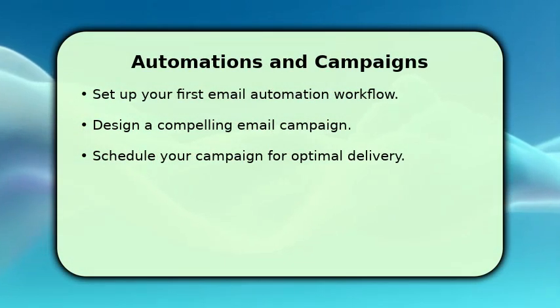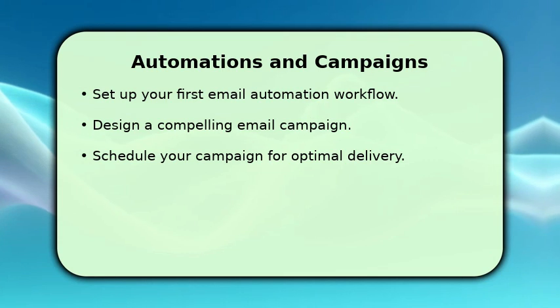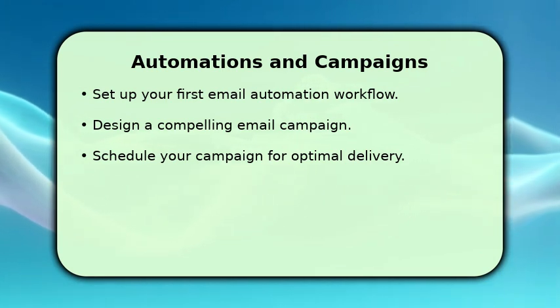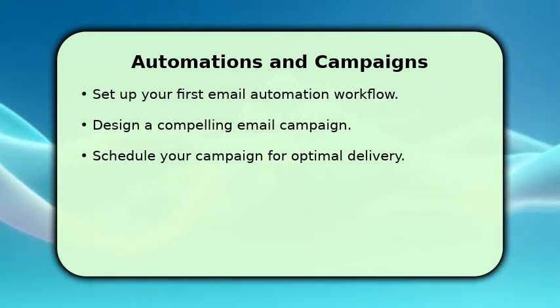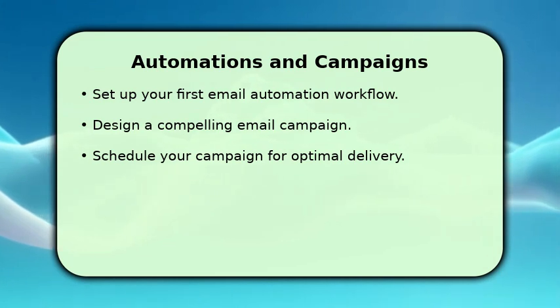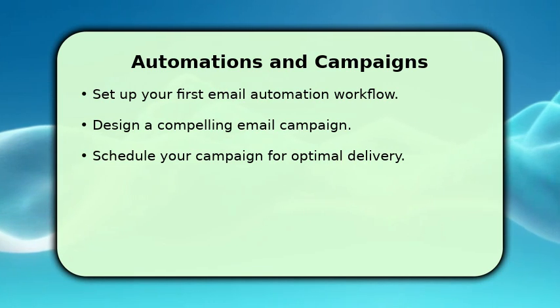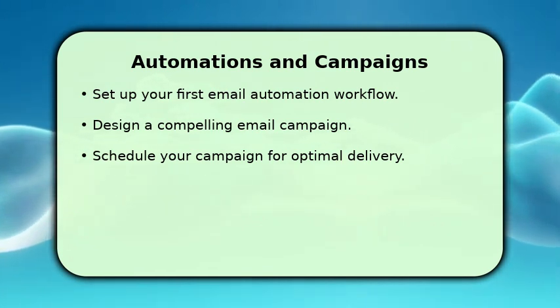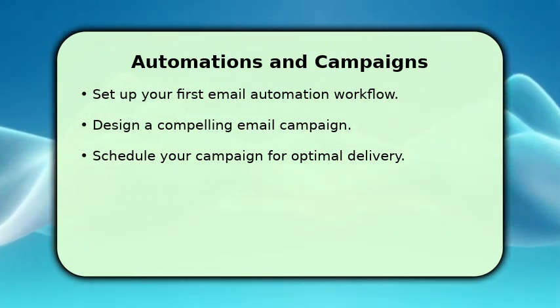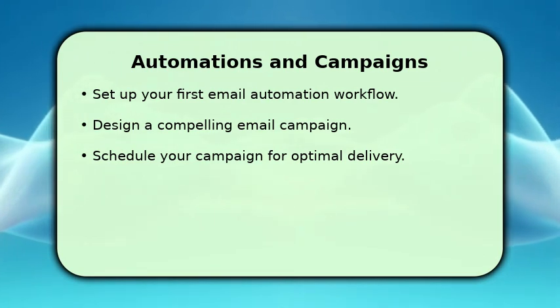Now, it's time to build your first automation. This allows you to send targeted emails automatically based on user actions. After that, design a compelling email campaign with a clear call to action. Ensure your content is engaging and valuable. Finally, schedule your campaign for optimal delivery times to maximize open rates.